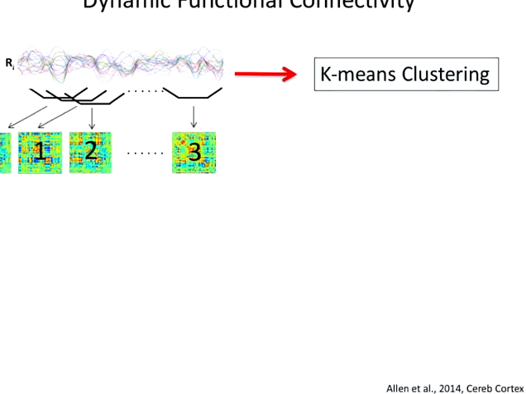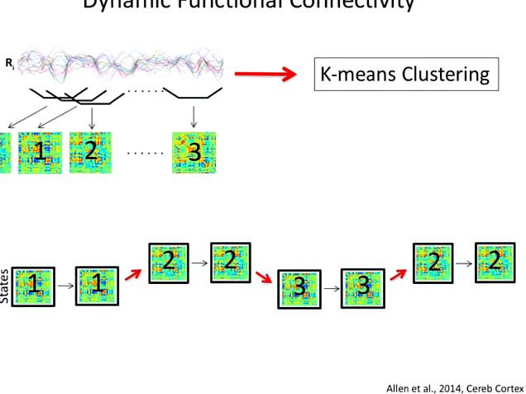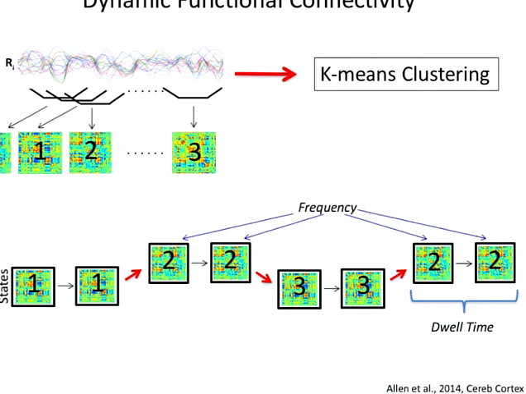And then again, you can have k-means clusterings to tell you how many states there are and how long an individual or a group spends in each state and things like that. So you can compute frequency of occurrence of certain states or dwell time of particular states. So this is all to say that, once you've done the parcellation, you're probably going to do many, many other things with the data that has now been parcellated.